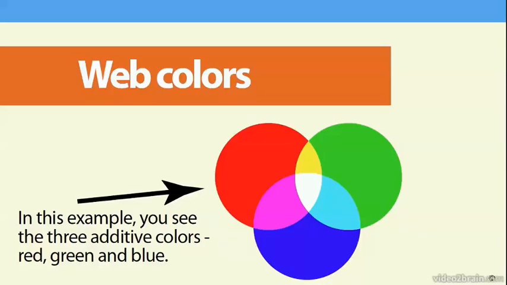Here's an example. So the three main colors are red, green, and blue. You'll see them listed here, red, green, and blue. When they overlap, that's when we get the cyan, magenta, and yellow. And when all three of those primary colors are together in equal amounts, we get white in the center. That's why it's known as an additive color.